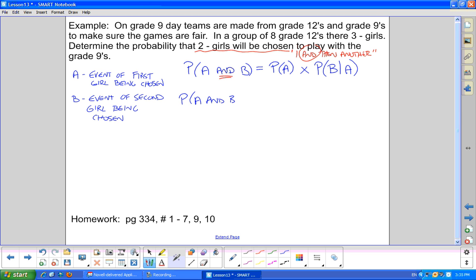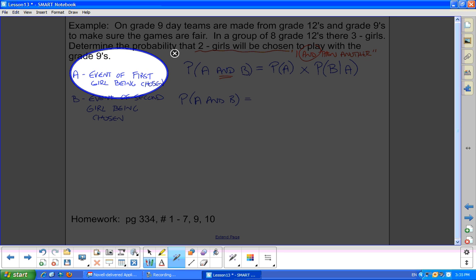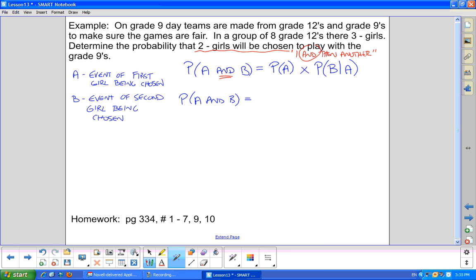So just rewriting it one more time here. What is the probability of A? What is the probability of event A occurring? And remember, event A is the first girl being chosen. Well, if we look at the question, and it's a little heavy on the numbers, in a group of 8 grade 12s, there are 3 girls. So that's what we need. If we're going to select from that group, we know that there are 3 girls. So there are 3 ways we can be successful, and there is a total of 8. So 3/8. There's a 3/8 chance the first pick will be a girl.